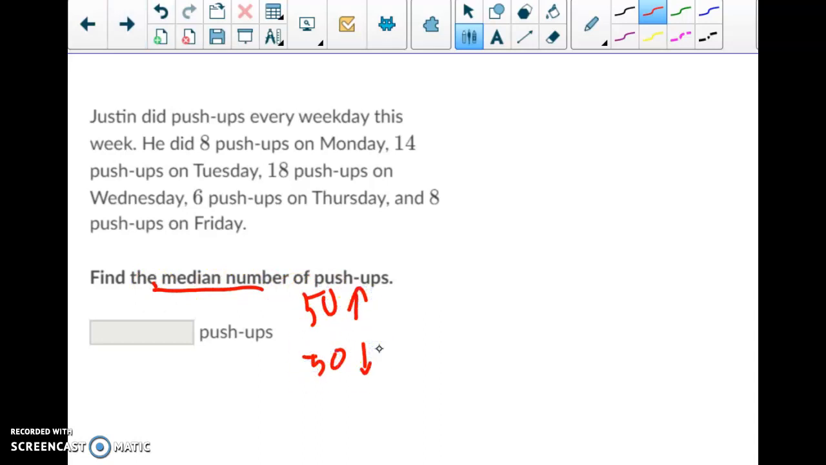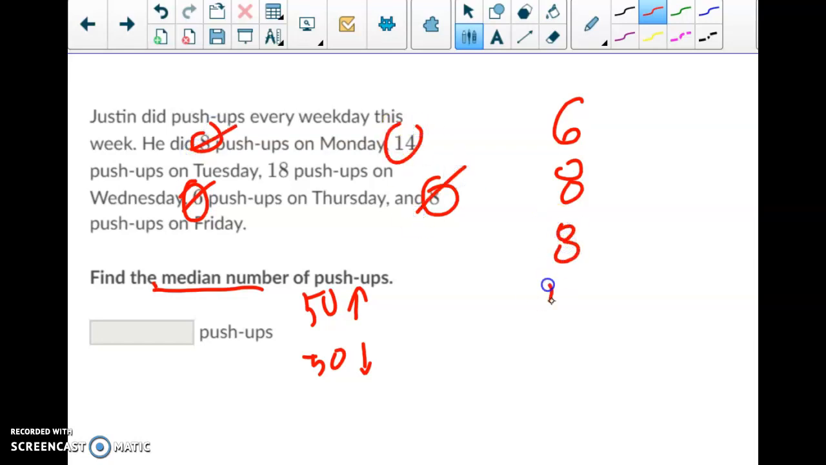So to do that, we want to make a list that goes in order. So here I have a 6. So I'm going to write 6. Cross that off, and so that's Wednesday, or I'm sorry, that's Thursday. I have 8 push-ups on Friday, so I'm going to do 8. I have another 8 push-ups on Monday. Cross those 2 off, and then he did 14, and he did 18.